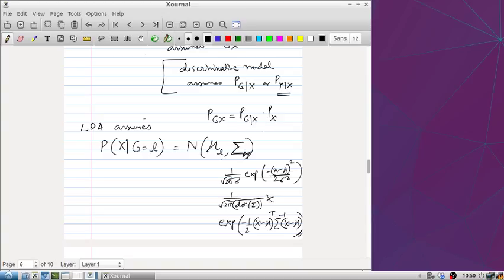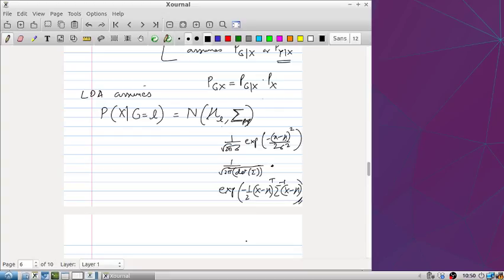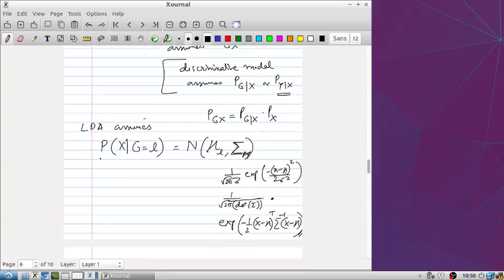Anyway, it doesn't matter, so let me not put x here, times. So that's the normal distribution, that's the assumption that we're making. Okay. So I haven't completed the picture because I've just said the conditional distribution of x given the class is this.